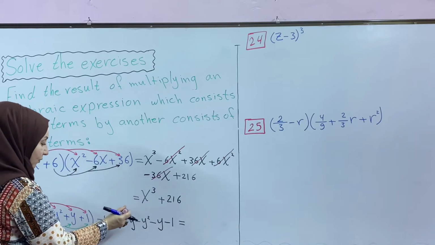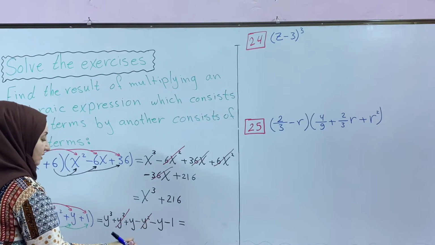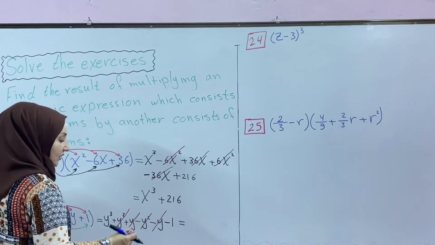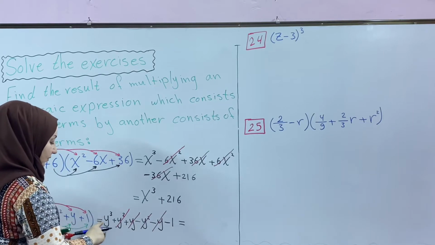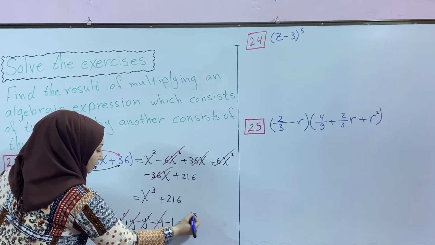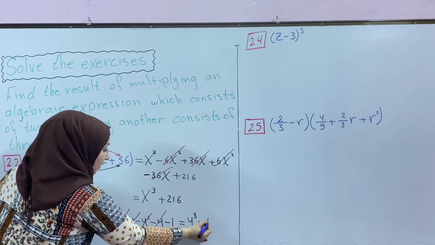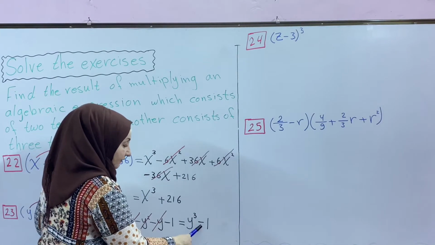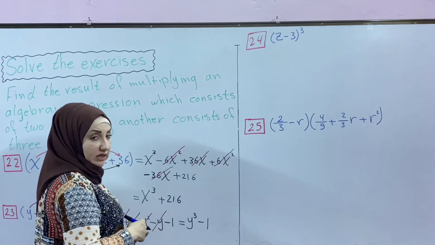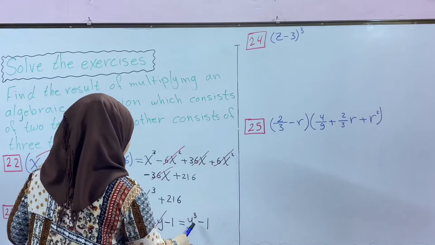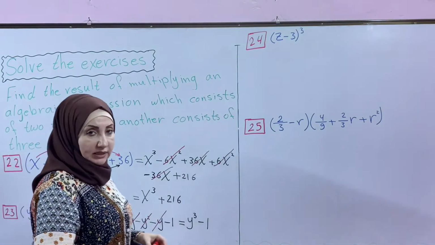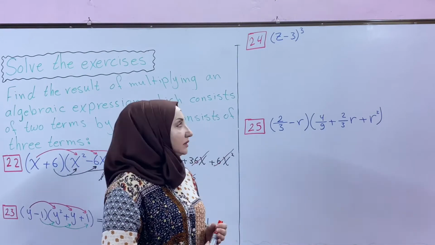We see here we have positive y squared minus y squared, it will be 0. And here we have positive y minus y, also it will be 0. So what remains is y cubic minus 1. So also we see that the result is a difference between two cubes. نلاحظ أنه الناتج هو فرق بين مكعبين, where the first term is the cubic of y and the second term is the cubic of 1. هذا قانون الفرق ومجموع المكعبين راح ناخذه لاحقا في المواضيع اللاحقة في الفصل الثاني.